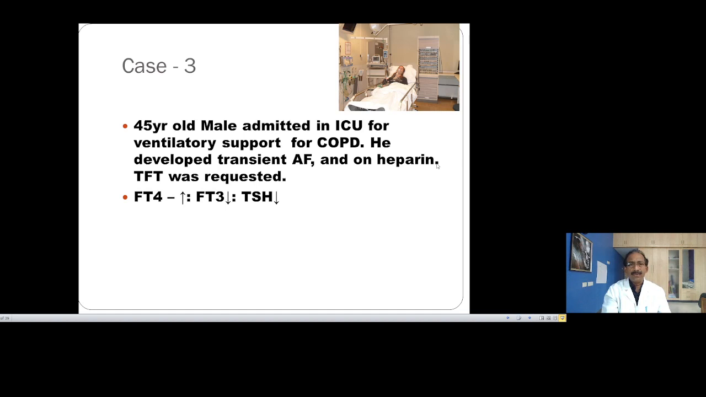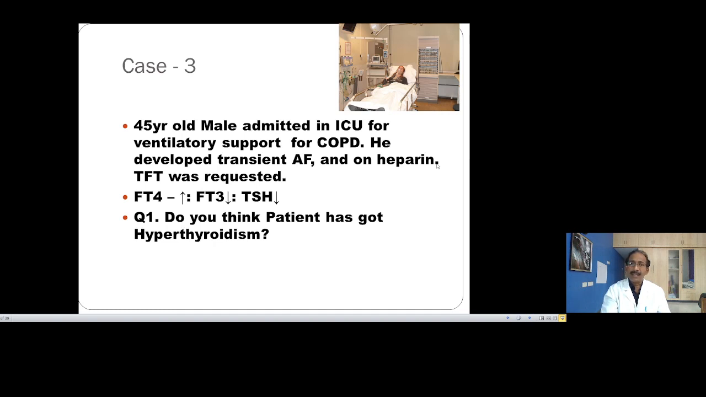And you see, free T4 is high and free T3 is low, but TSH is low. There seems to be a little confusion here. T4 is high, TSH is low, agreeable, but free T3 is low while T4 is high. You repeat the test, and it comes the same. There's no surprise. So, do you think the patient has hyperthyroidism?